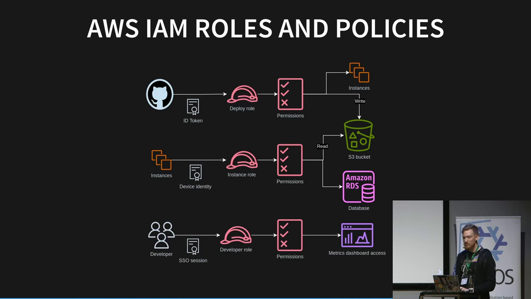And for this, we use IAM roles and IAM policies, which is a service from Amazon that does access control for your cloud resources. A role is an identity that can be assumed by something else. For example, GitHub Actions can assume a deploy role using its identity token. A machine can assume its instance role using its device identity document, or a developer can assume a developer role using their SSO session.